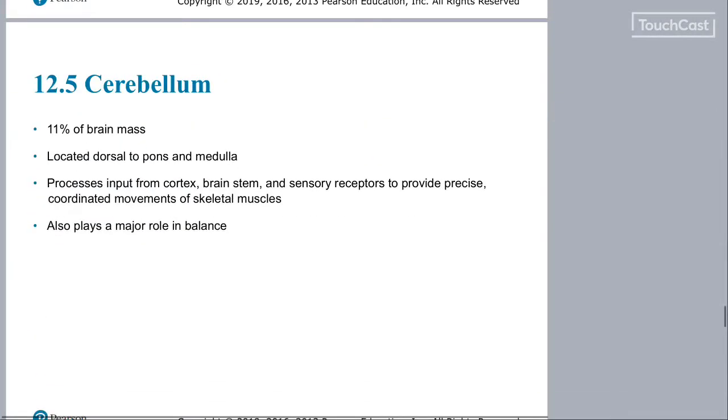So moving on to section 12.5, the cerebellum. Our goals for section 12.5 are going to be to describe the structure and the function of the cerebellum. This is one of my favorite parts of the brain, mostly because it is what controls our skeletal movements and how we make smooth and precise patterns. So this is going to be located in the back, just sitting underneath our occipital region of our brain.